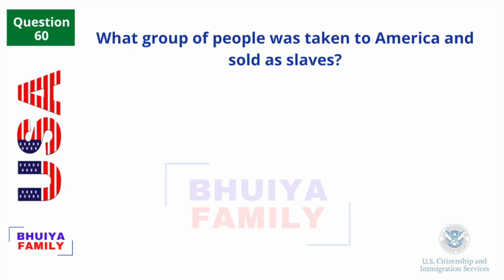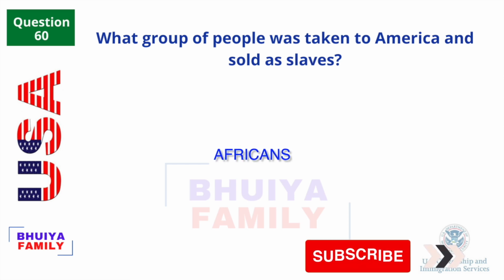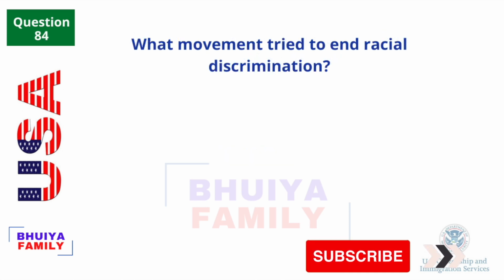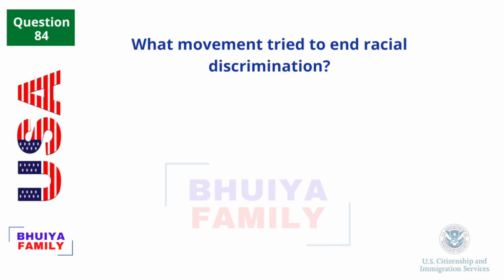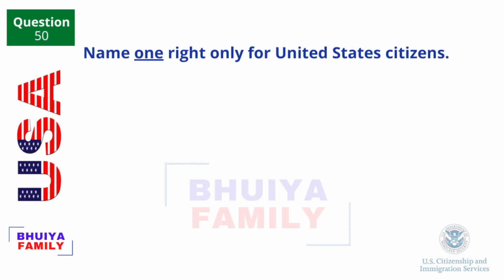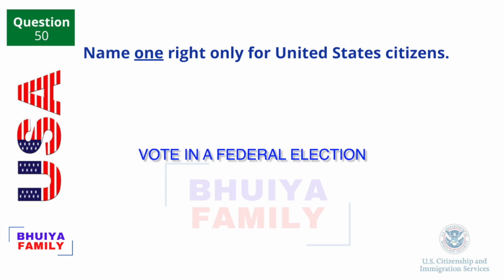What group of people was taken to America and sold as slaves? Africans. What movement tried to end racial discrimination? Civil rights movement. Name one right only for United States citizens. Vote in a federal election.